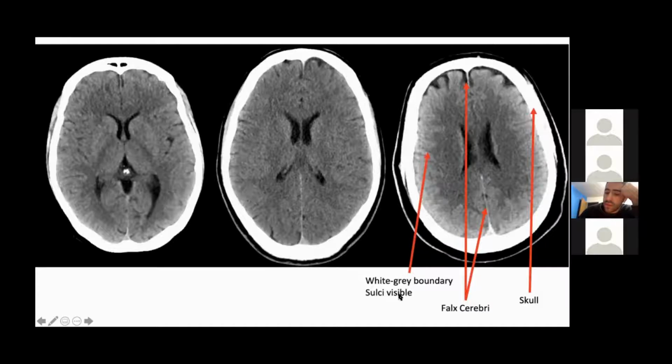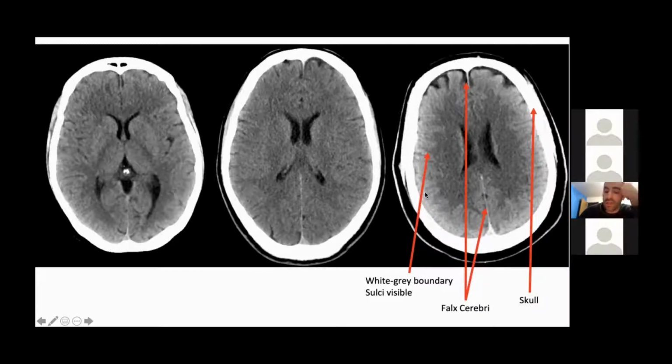Then the white-gray boundary is important for assessing essentially if this is lost. If the white-gray boundary is lost on one side or the other, it's a prognosticator. It highlights that there's been major cerebral edema or ischemia on one side of the brain.